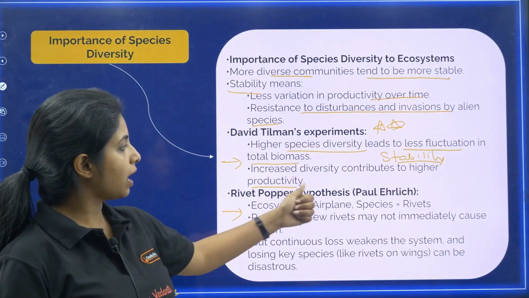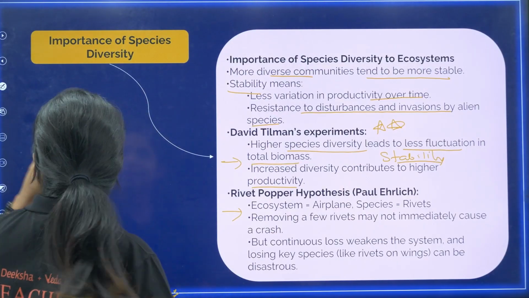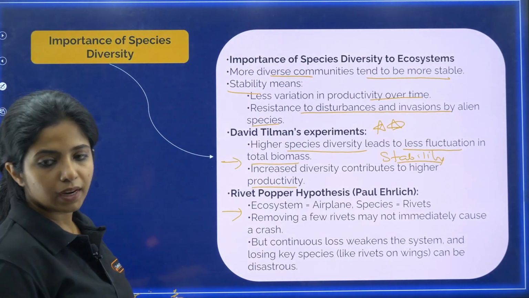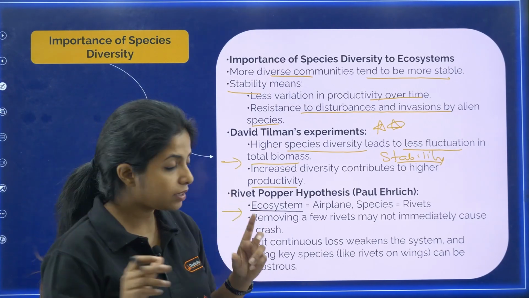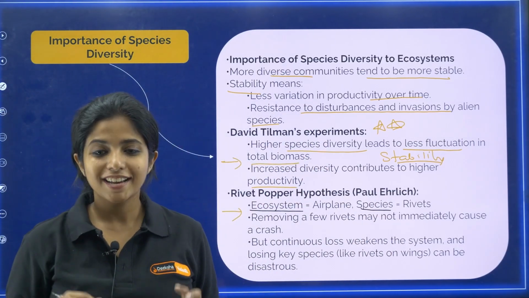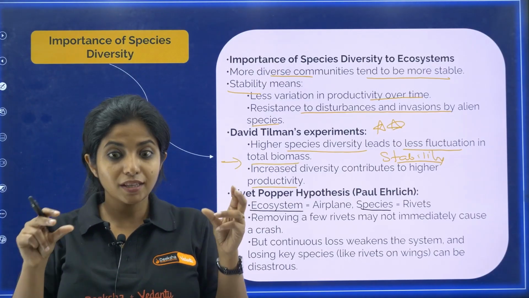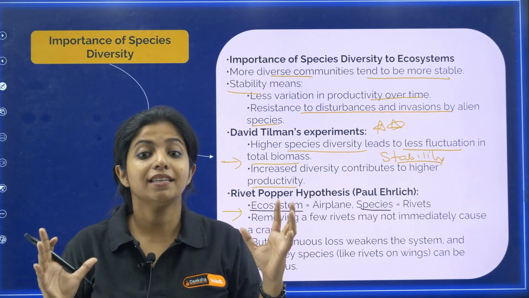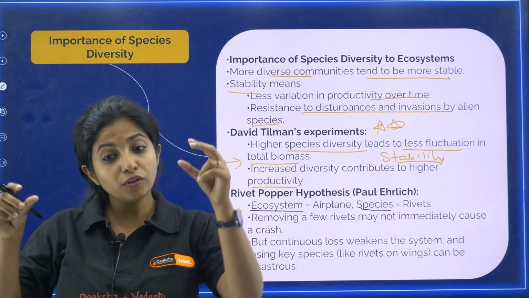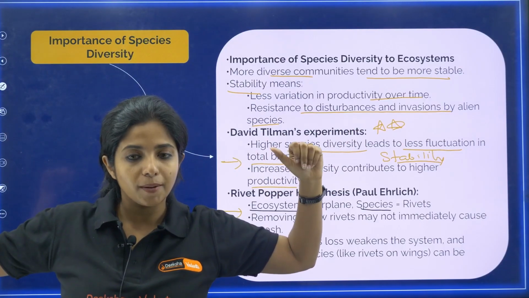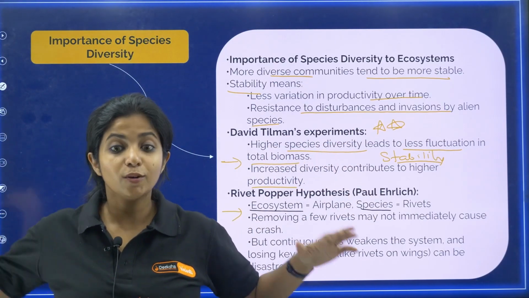Now there is the rivet popper hypothesis put down by Paul Ehrlich, my dear children. According to him, the aeroplane that you see acts like an ecosystem. In an aeroplane there are certain rivets, and the rivets are what? Species, my dear children. So if I remove a few rivets, obviously this is going to cause trouble in the aeroplane, that is, the ecosystem. But what if I remove the major rivets, especially from the wings? What will happen? The plane will definitely crash. The ecosystem will definitely crash.